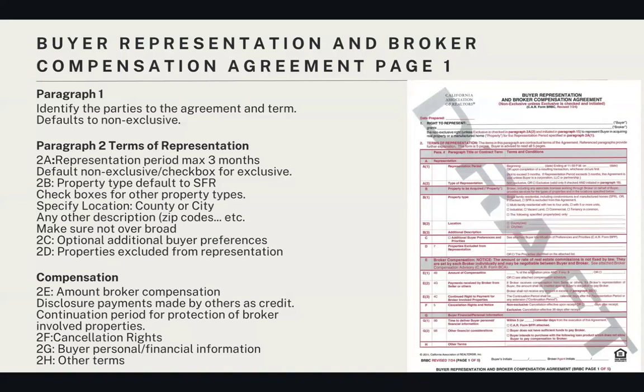Paragraph 2E has to do with compensation, so probably the most important part that you get into. Paragraph 2E is the amount of the broker compensation.